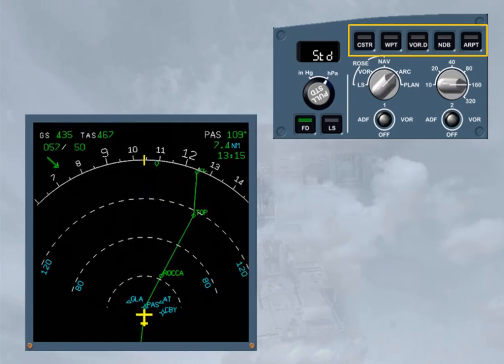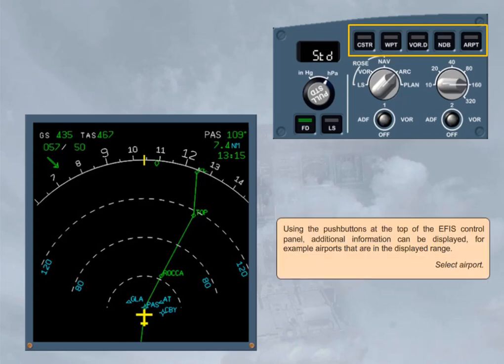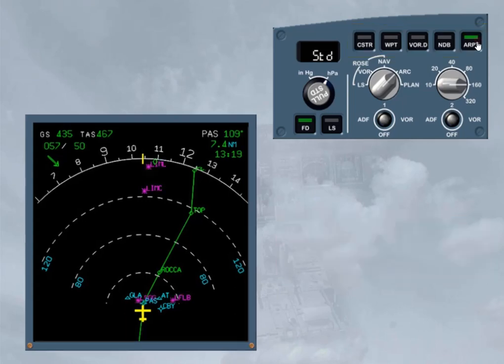Using the push buttons at the top of the EFIS control panel, additional information can be displayed. For example, airports that are in the displayed range. Select airport. A green light illuminates in the push button. On the display, the airports contained in the aircraft's database and within the area are shown. This is a useful feature when considering diversions.